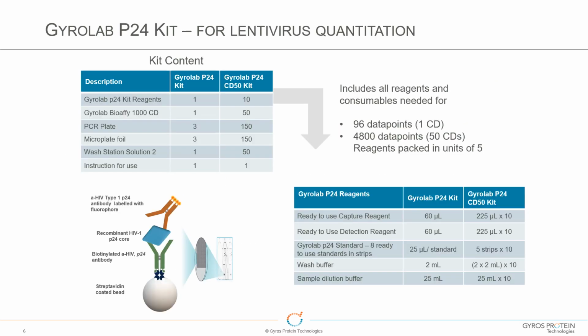So, as mentioned, we have a Gyrolab p24 kit for lentivirus quantitation. This is a kit which uses a capture and detection antibody that bind to p24, and the kit contains all the reagents to fully automate this method, and it uses very low sample volume and has really high throughput.